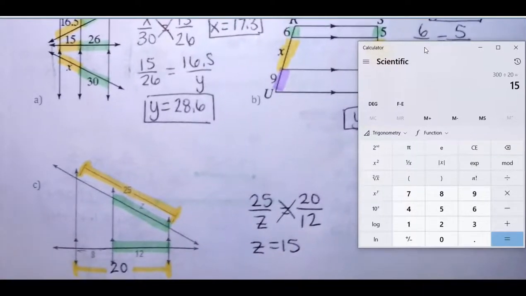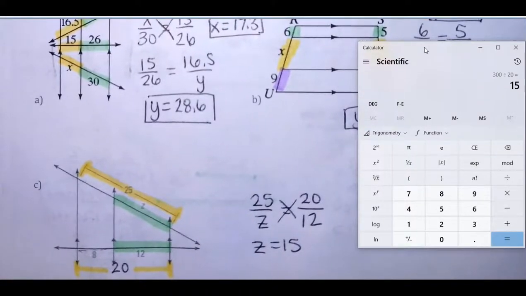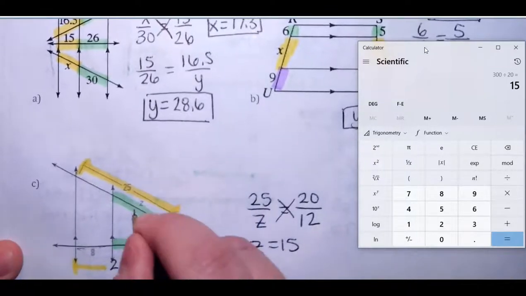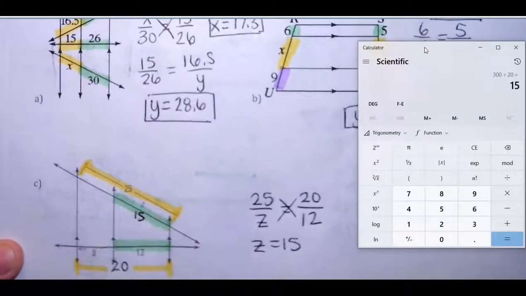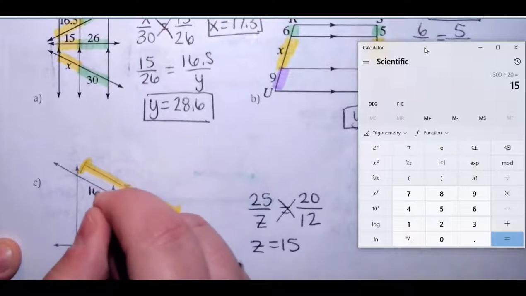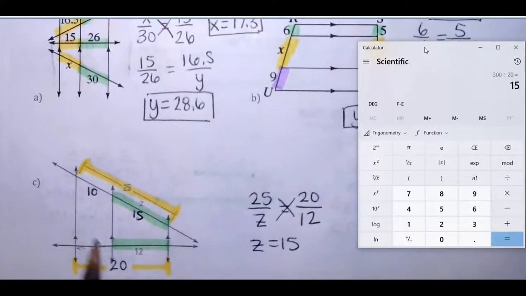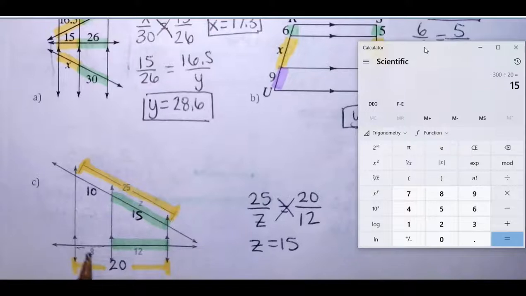And you could go from there. I know it doesn't ask you this in the problem, but if z is 15, we could also figure out this segment from that, if that whole side is 25, and that would be 10. And if you wanted to go back and check, we could do 10 over 15 equals 8 over 12. You could check it that way. It's totally up to you.